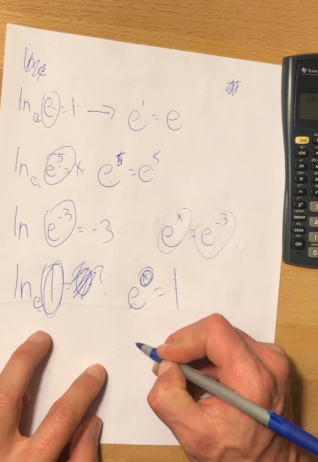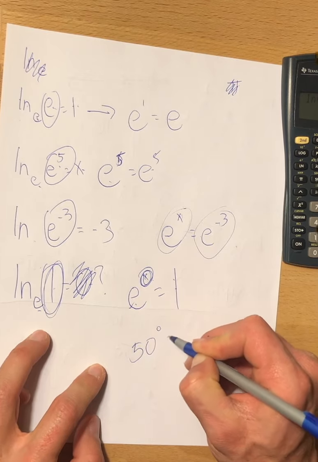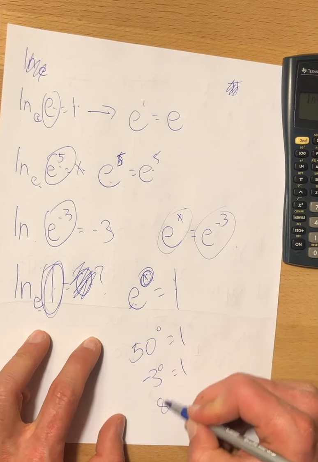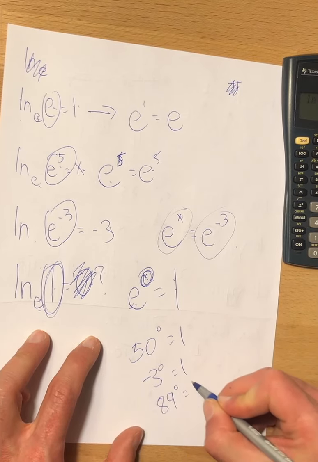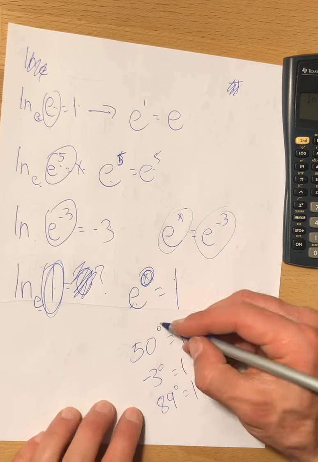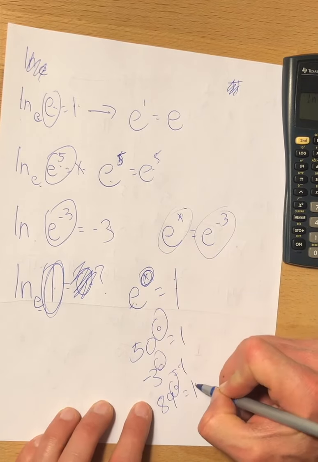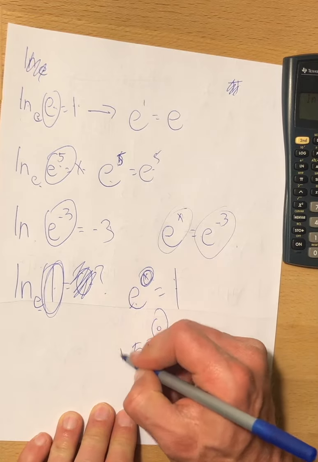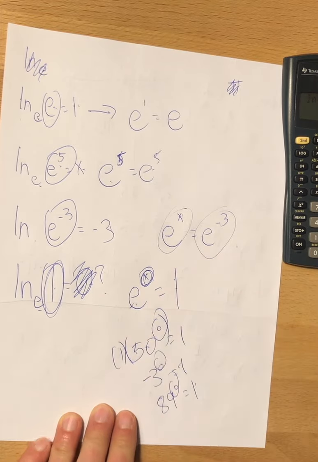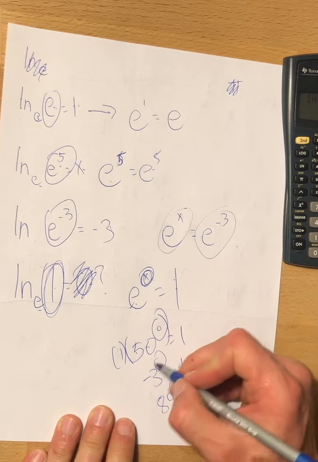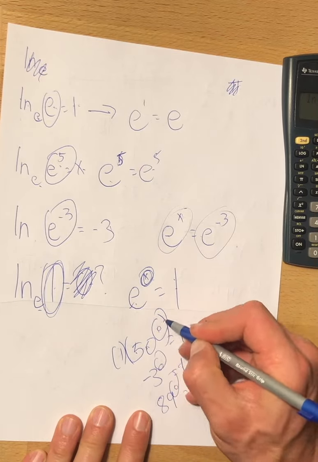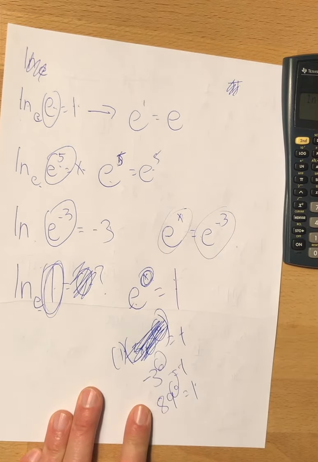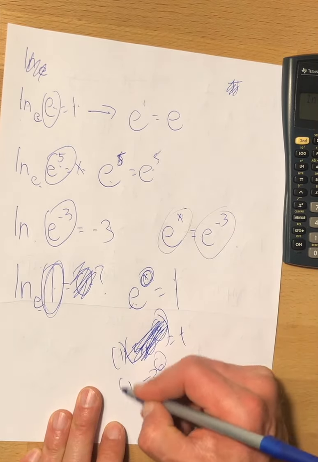Let's say 50 raised to the 0th power equals 1. Negative 3 raised to the 0th power equals 1. 89 raised to the 0th power equals 1. Why? Anytime you raise something to the 0th power, it equals 1. The reason why is this. If I rewrite 50, I can put a 1 times 50 raised to the 0th power, right? 50 raised to no power means it's gone. And nothing times 1 is 1. There's an invisible 1 here.